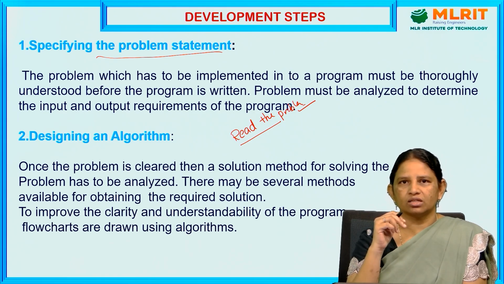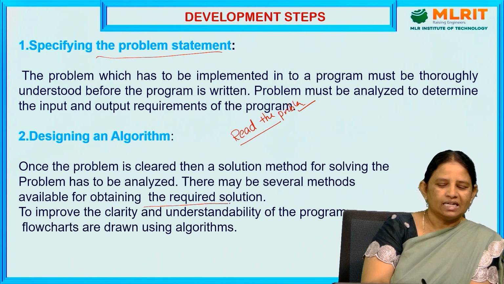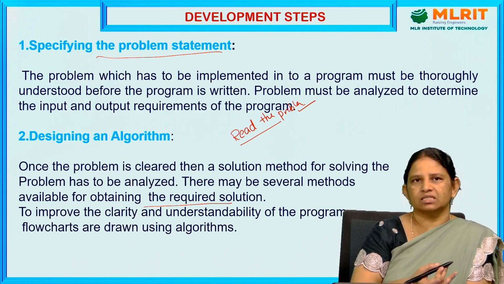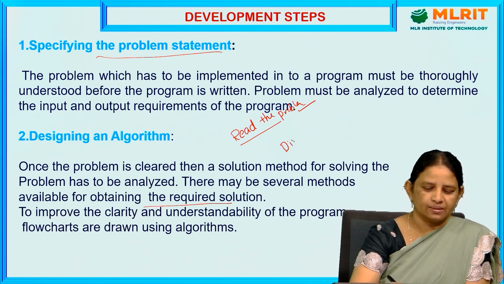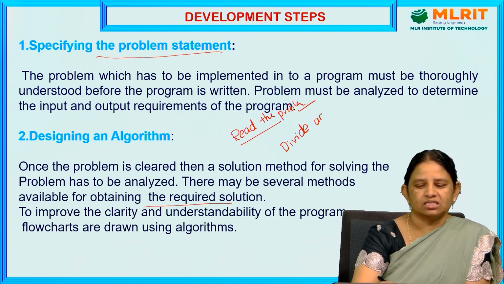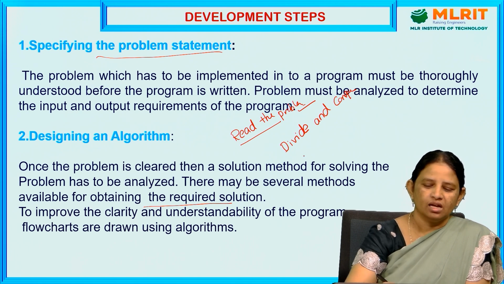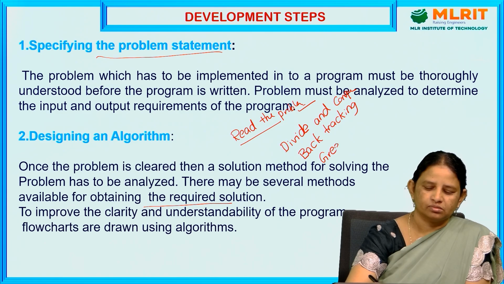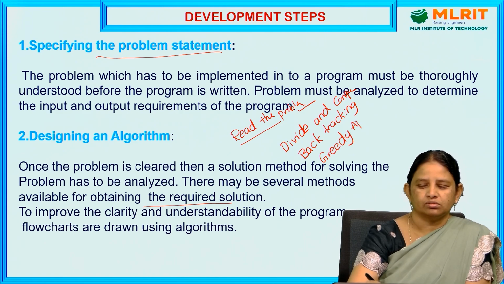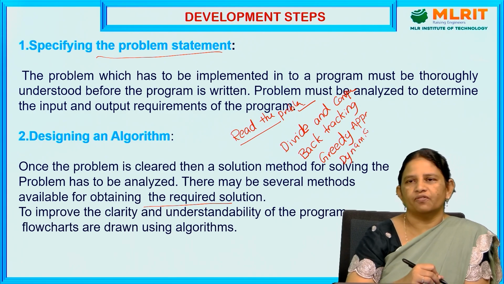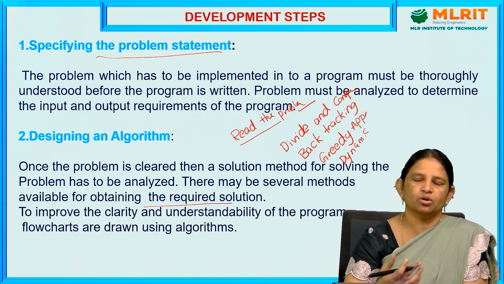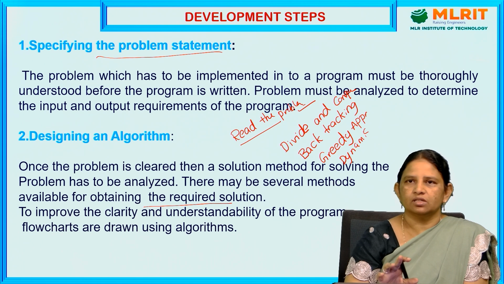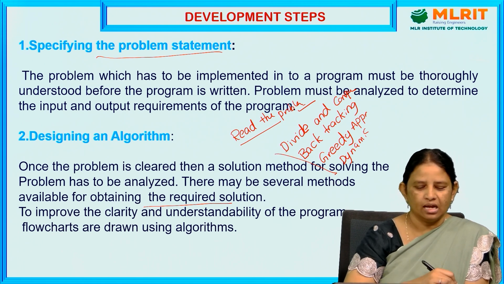Designing an algorithm means there are several methods for designing an algorithm. Some strategies are: the divide and conquer strategy, that is one type of strategy. The second one is backtracking. Greedy approach. Then dynamic programming. There are different strategies, having different types of solutions to solve a problem. But whatever the strategy we select, the solution should be understandable.